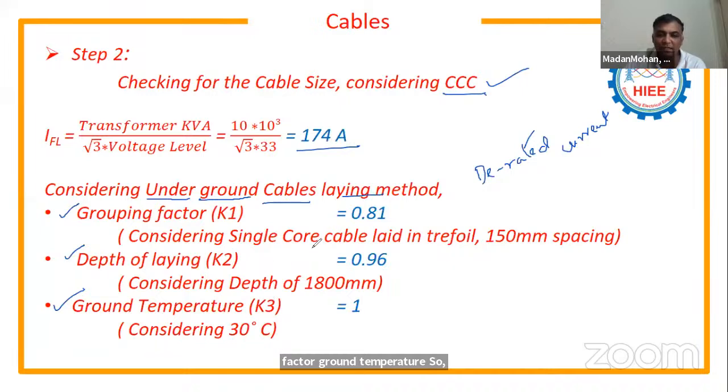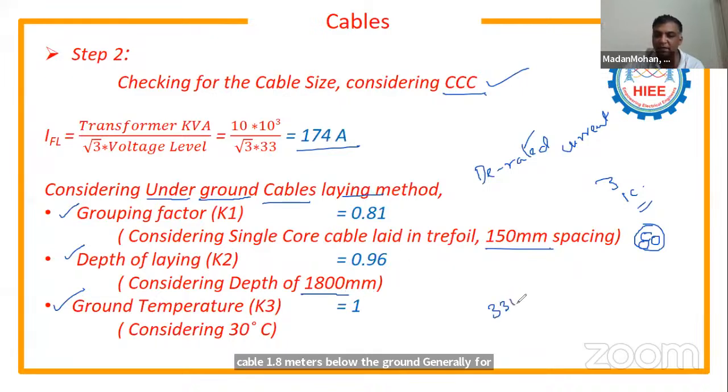For the grouping factor, I'm considering single core cable. We are laying 3 single core cables in trefoil. Trefoil means we arrange them like this, with trefoil spacing, and 150 mm is the spacing between the conductors. And for depth of laying, we are laying the cable 1.8 meters below the ground.